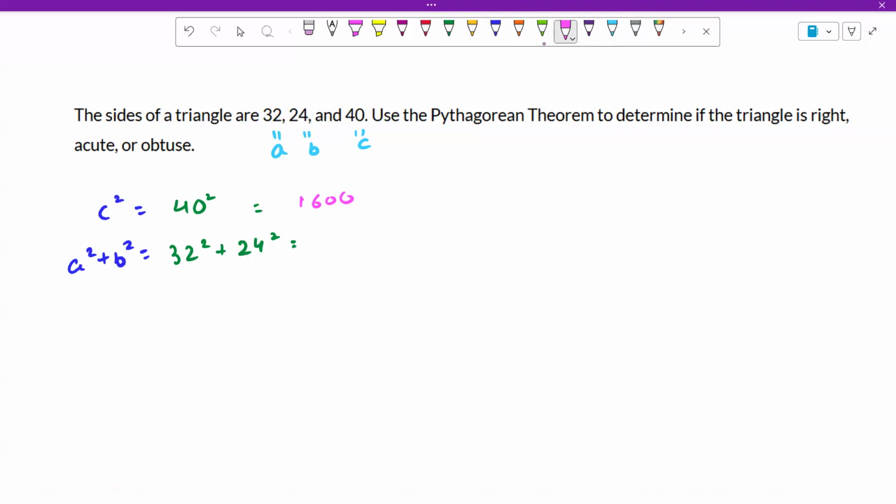32 square is 1,024. 24 square is 576. When we add them up, what do we get? 1,600. What is the relationship between C square and A square plus B square? It's a right triangle. Very good. It's a right angled triangle.